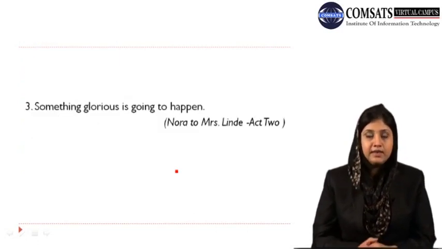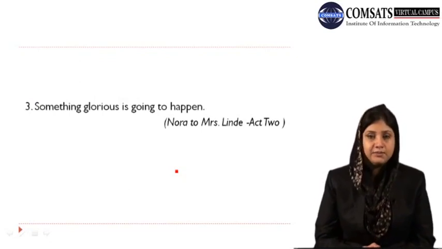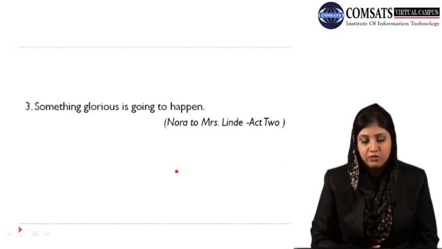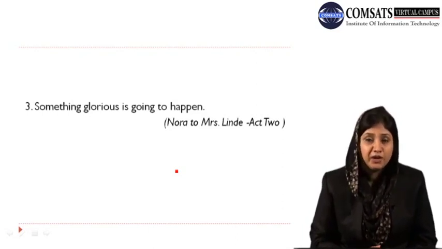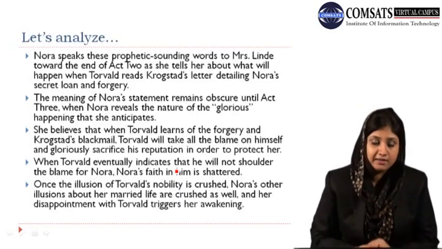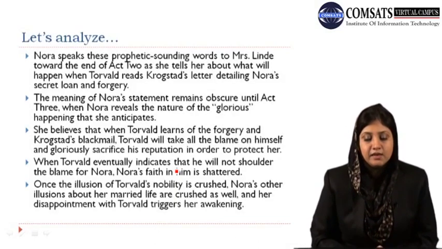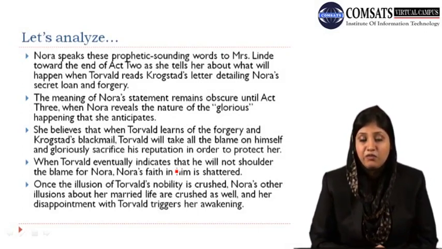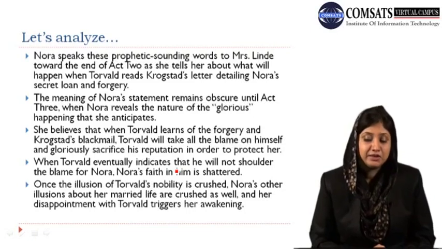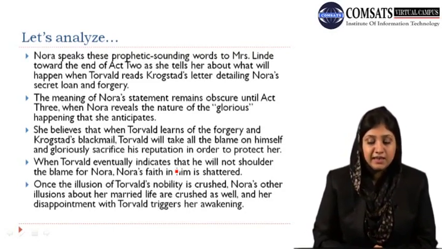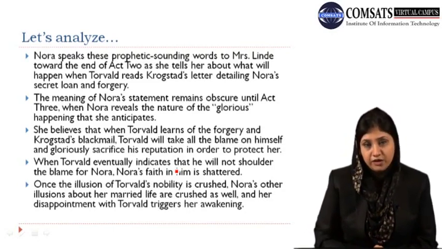Moving on to another very interesting dialogue. In this dialogue, Nora says to Mrs. Lind in Act 2, "Something glorious is going to happen." What can be the background of this dialogue and how can we analyze it? Nora speaks these prophetic sounding words to Mrs. Lind toward the end of Act 2 as she tells her about what will happen when Torvald reads Krogstad's letter, detailing Nora's secret loan and forgery.